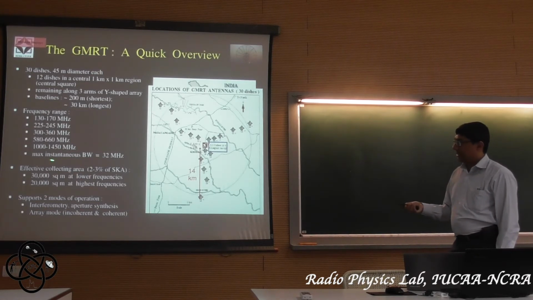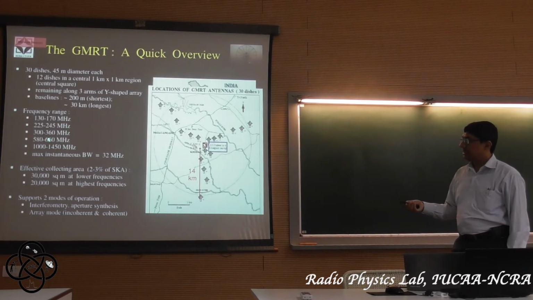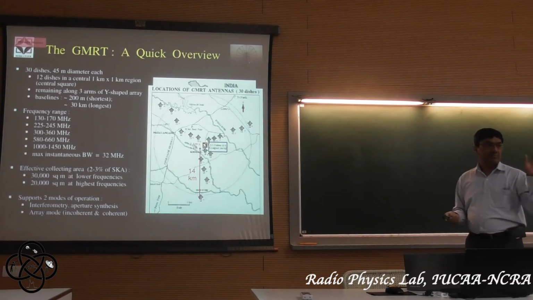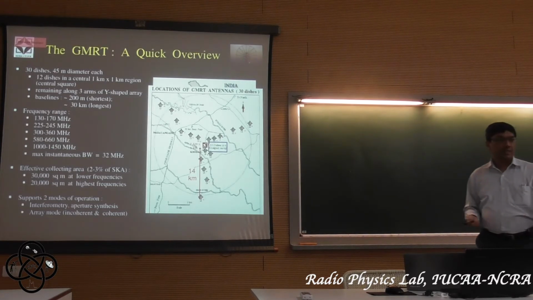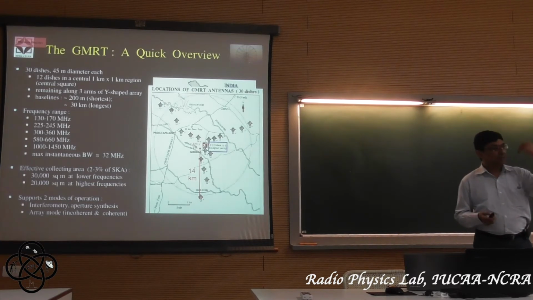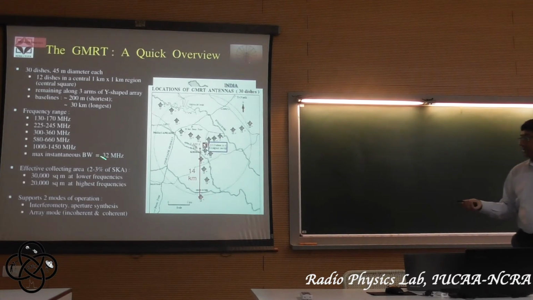The older GMRT system, and I'll tell you what we are doing for upgrading it to improve its performance, works in these 5 discrete frequency bands with a maximum instantaneous bandwidth of 32 megahertz. So this is that per hertz business that we were talking about. So we can observe over a contiguous band of 32 megahertz at any one of these frequencies. And this is the collecting area, that is the total area of all the antennas put together, right, 30 antennas. And we talked about this interferometry or aperture synthesis mode, which is the main motivation to spread out the antennas over a large distance.